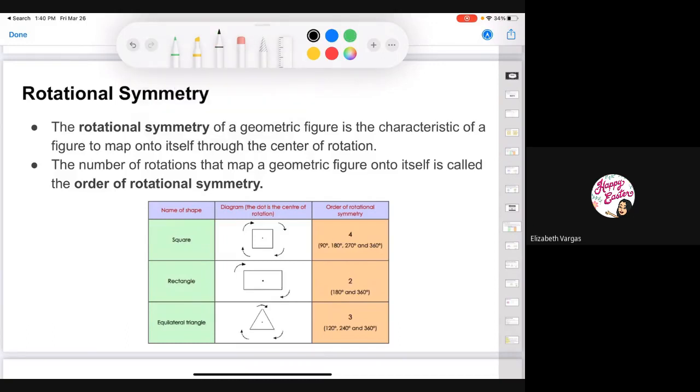So basically, if something has 4 rotational symmetries, then we would say it has 4 order of rotational symmetry. And that's just the way that we talk about it in geometry. And so instead of 2, it would have 2 order of rotational symmetry. And then instead of 3, it would have 3 order of rotational symmetry. So that's just a little bit of a different way that we reference rotational symmetry. All right, are there any questions about this so far?